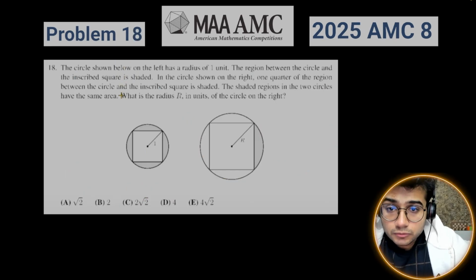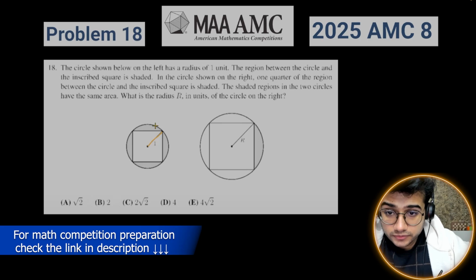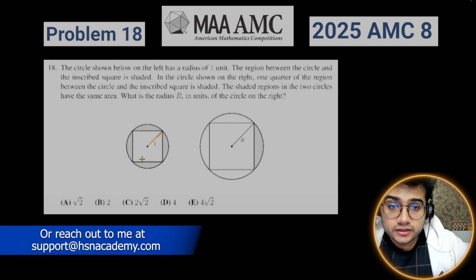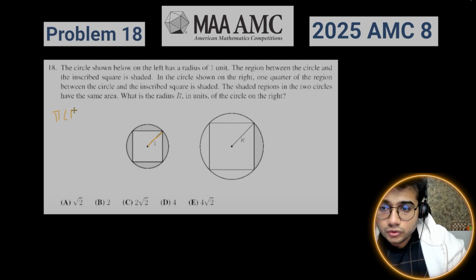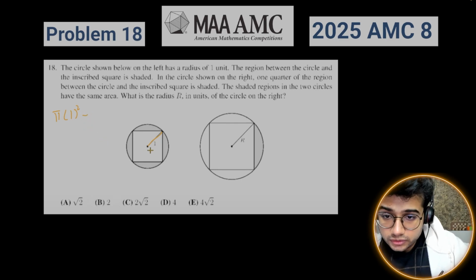Okay, so in this problem we have a circle of radius 1 and this smaller circle, and they said that the region between the square and the circle is shaded. Well, we can see what the area of the circle would be. That will be just pi times 1 squared, minus the area of the square. So for the square, we need to first of all figure out the side length. So if you just drop a perpendicular here, you can see this should be the midpoint, right? And this is an isosceles right angle triangle.